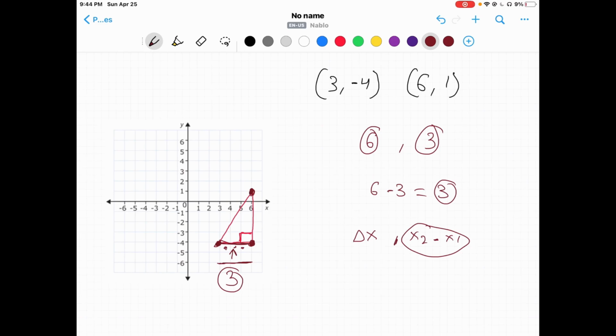Now it doesn't matter if you do 6 minus 3 or 3 minus 6.